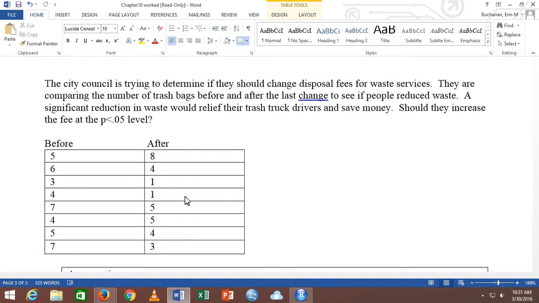So we've got the number of trash, average trash before, and then after. So we're trying to see if there's a reduction in waste. So should they increase the fee because that reduces waste? So we actually want after to be less. Okay.